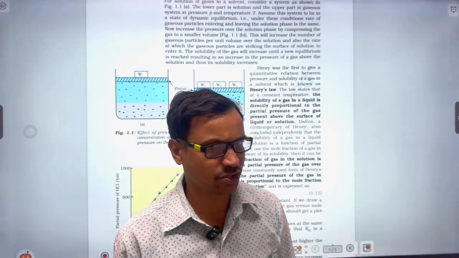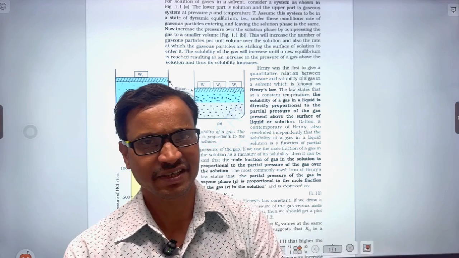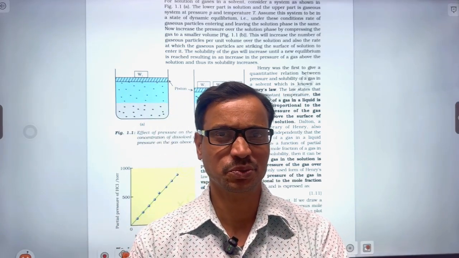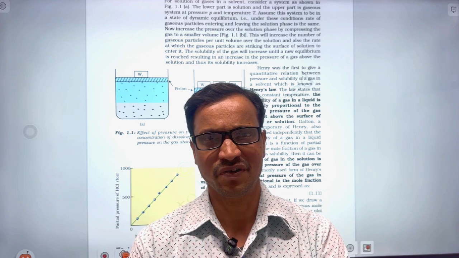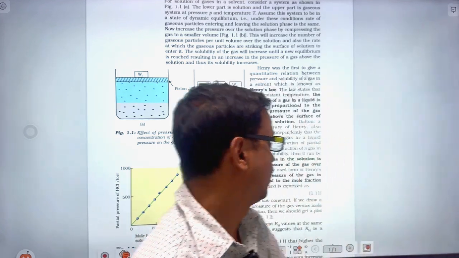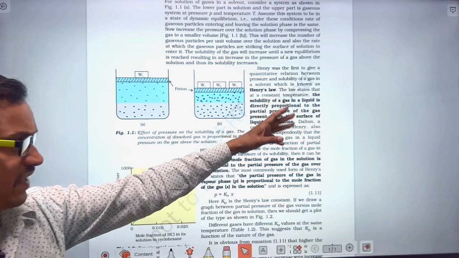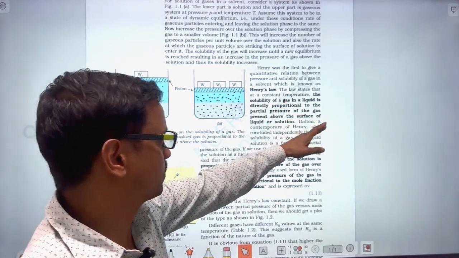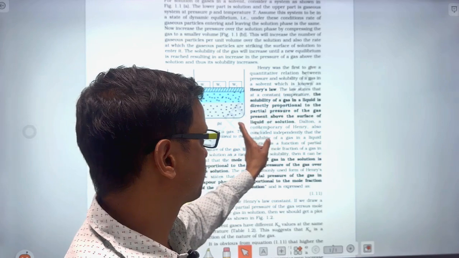That means the solubility of a gas in a liquid is directly proportional to the partial pressure of that gas. The solubility of a gas in a liquid is directly proportional to the partial pressure of the gas present above the surface of the liquid or solution.